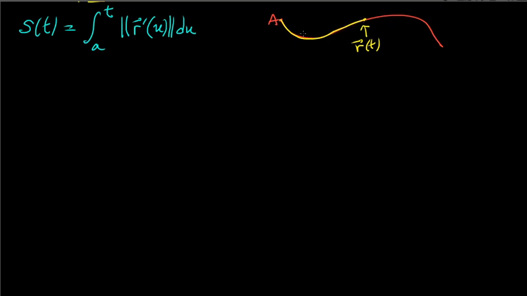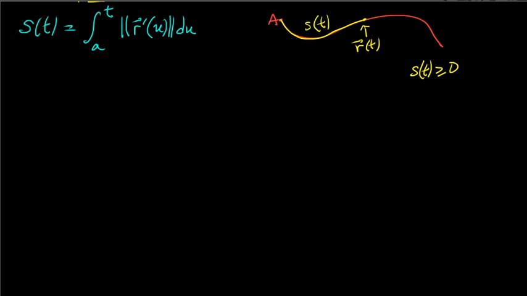I mean, we're presuming that, because the magnitude is going to be positive, the integral will then be positive. So of course this s of t will just be some positive number, or at least non-negative, right? And it's also an increasing function, right? Because as time goes on, you can only get longer, right? The arc length can only increase. So that's the idea, right? So this piece here will be s of t.